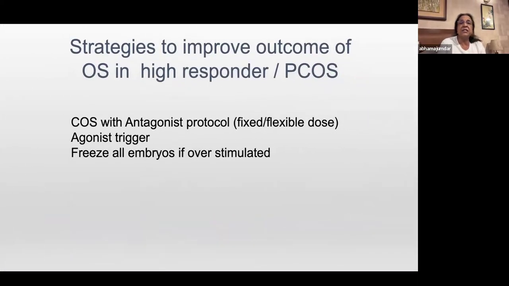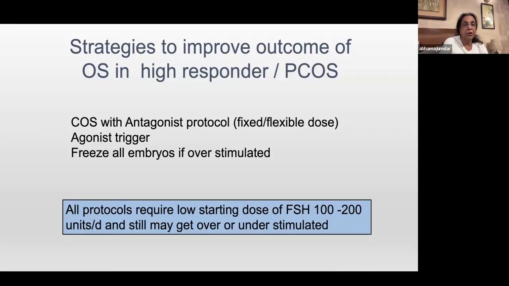Then we come to strategies to improve outcomes of ovarian stimulation in high responders. Now here, the first protocol is antagonist protocol. Whether it is fixed or flexible, well, I would prefer to give fixed. So antagonist protocol is number one. Agonist trigger is very important. Freeze all embryos if overstimulated. So this should be the dictum for all high responders. We do not use agonist protocol unless, I don't know, one has some compulsion of doing so.